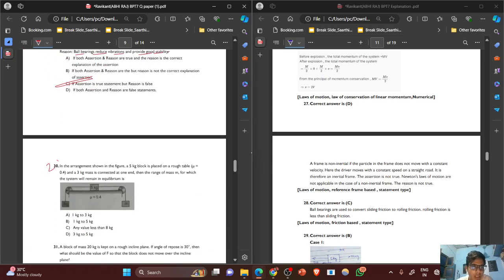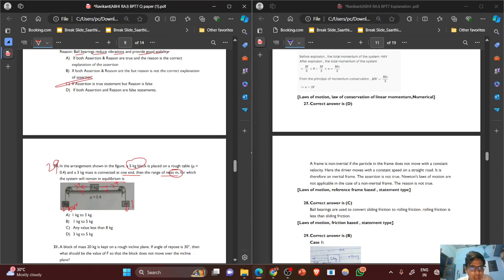Moving to the next question, 29. In the arrangement, a 5 kg block is placed on a rough table, and a 3 kg block is connected. Find the range of mass for which the system will be in equilibrium. You want it to be in equilibrium. The 3 kg weighs 30 Newton here. Tension will be the same everywhere. It will be tension here, and tension here.